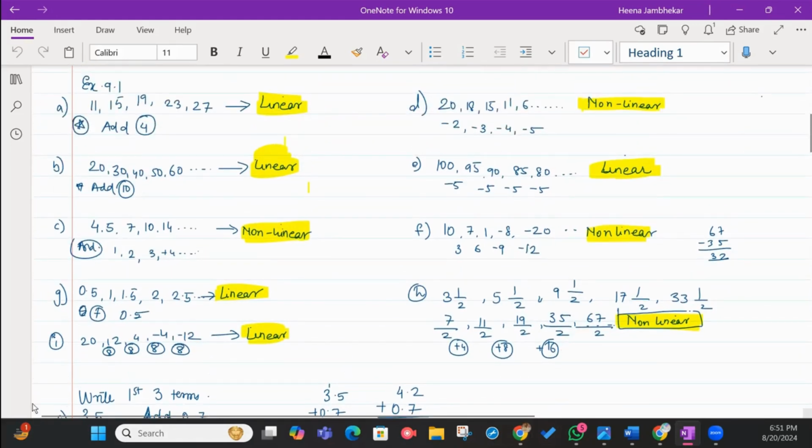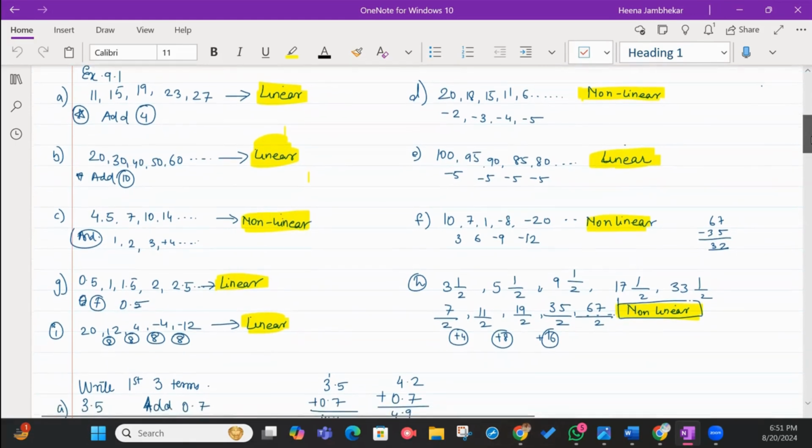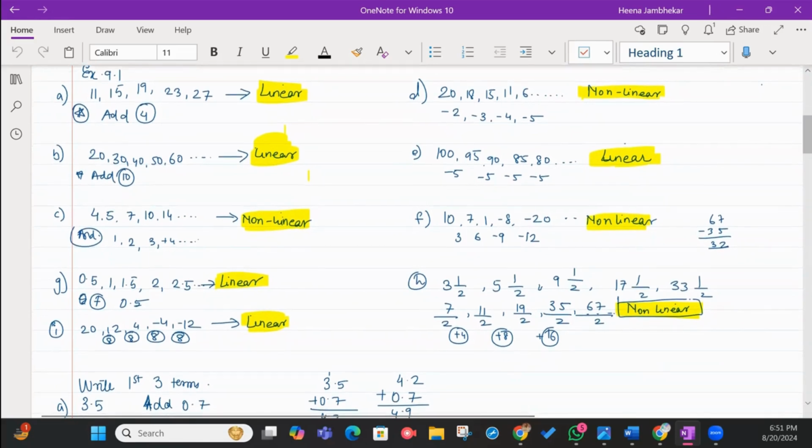Okay. Now this is the first thing. It says you have to write the first 3 terms. The term to term rule is to add 0.5. Sorry, 0.7. Do you all see this one? You have to write the first 3 terms. The first term is given to us as 3.5 and the term to term rule is add 0.7. Diya, how would be the next term?